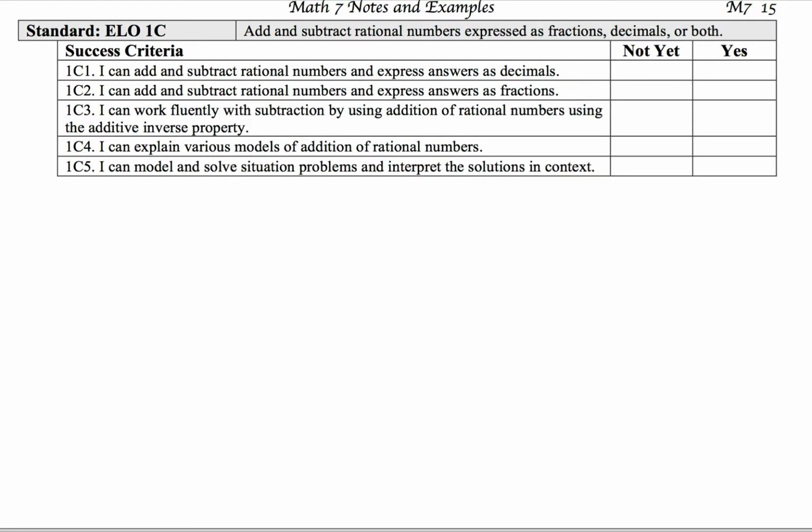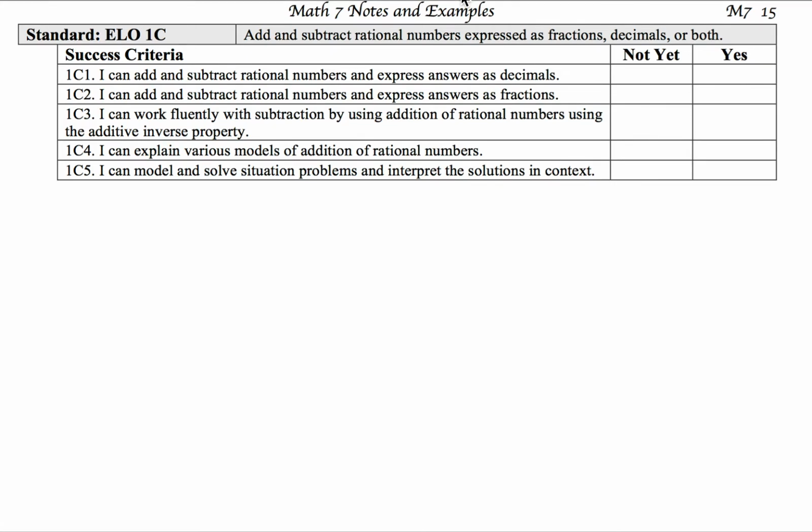Okay, in today's lesson, we will be adding and subtracting rational numbers and expressing answers as decimals. We're going to add and subtract rational numbers and express the answers as fractions. Work fluently with subtraction by using addition of rational numbers using the additive inverse property. That actually kind of comes into the next lesson. I can explain various models of addition of rational numbers. I can model and solve situation problems and interpret the solutions in context.